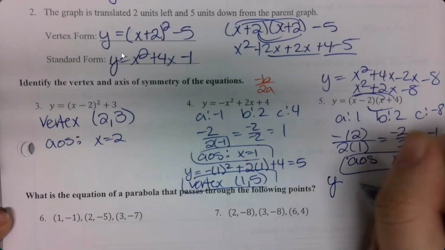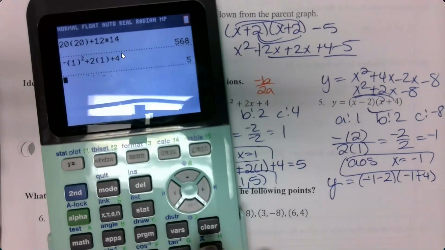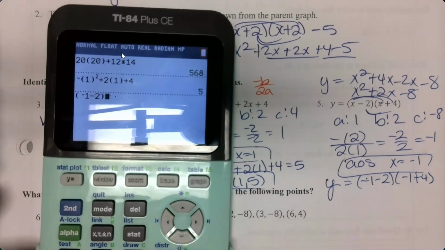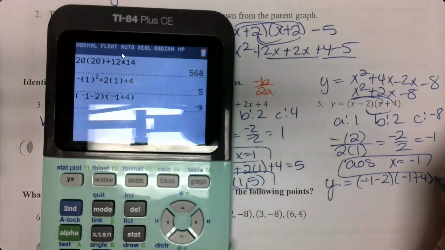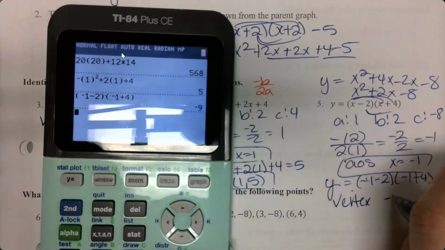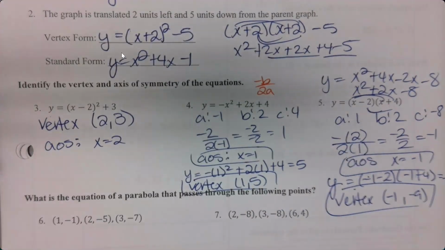Plugging in, I can plug into my original equation. I have negative 1 squared minus 2 times negative 1, minus 8. Which gets me negative 9. So my vertex is negative 1, negative 9.